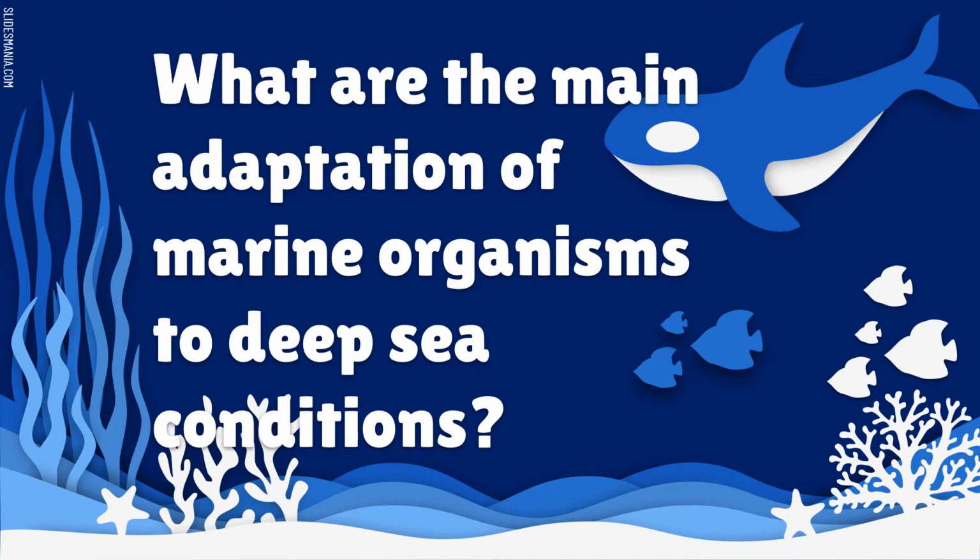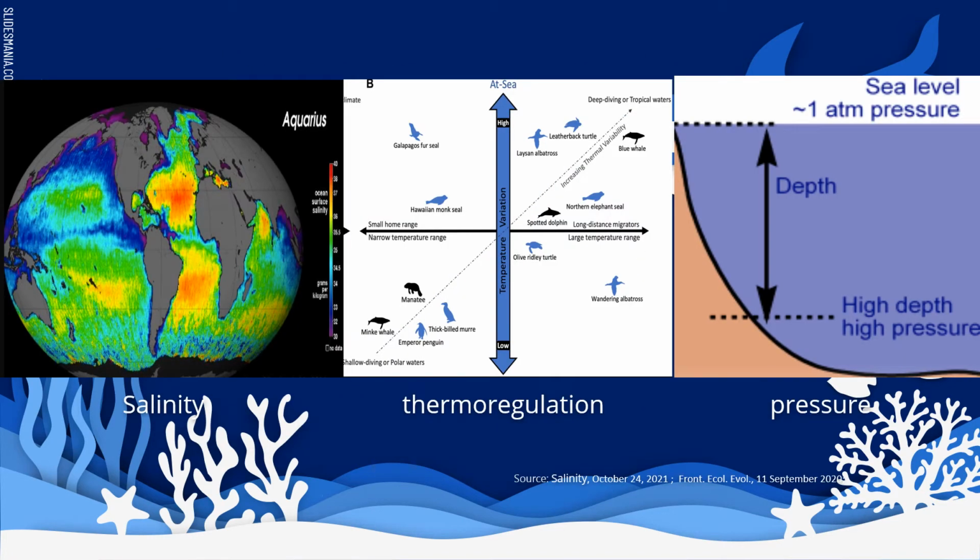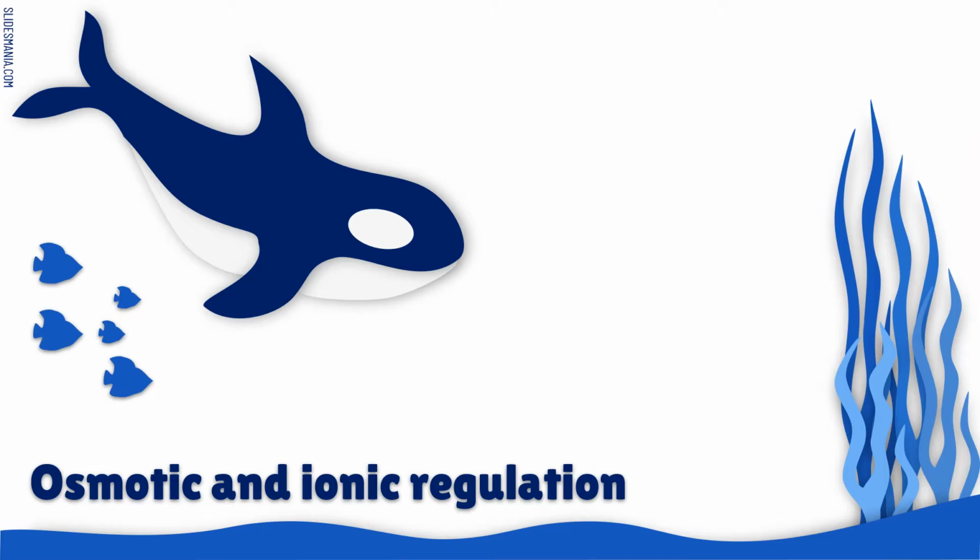Now, I will present what are the main adaptations of the marine organism to deep sea conditions. To survive in the deep sea conditions, marine organisms need to overcome some challenges such as the salinity, thermoregulation, pressure, osmotic and ionic regulation.